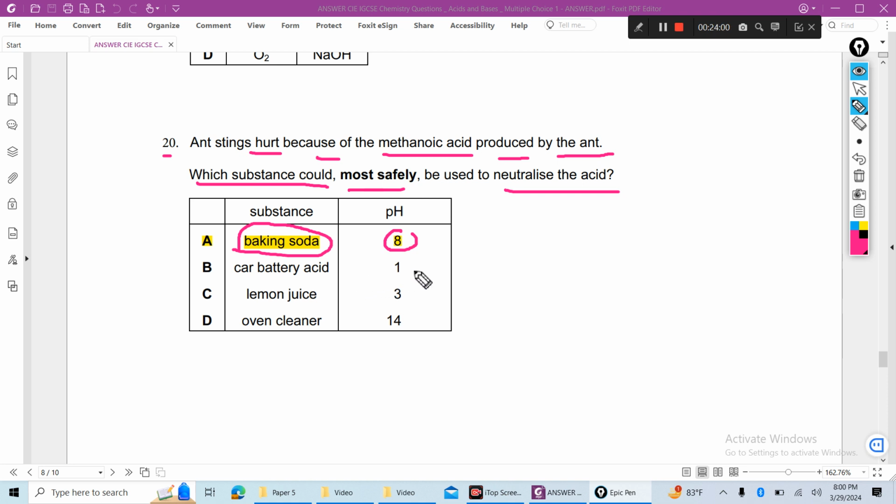But if you add battery acid, no, acid cannot neutralize acid produced by the ant. Lemon juice, pH 3, is acid and cannot neutralize acid. Oven cleaner is a strong alkali, which is also corrosive, so this is not the safest way to neutralize acid. So baking soda is the safest because its pH is close to neutral, and no burning happens.